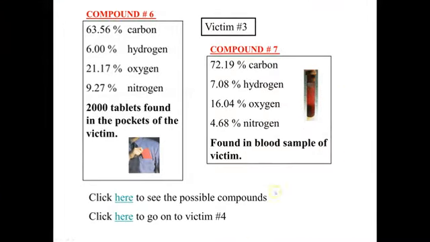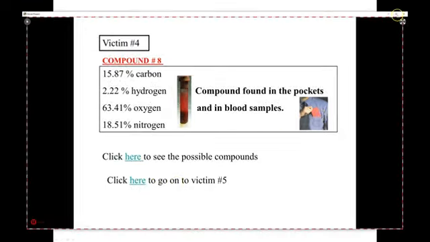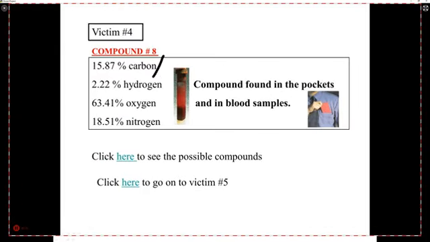All right. Victim number 4. There's 8 victims. All right. There's only one compound found on victim number 4. This one is a little tricky. You're going to take each of these and divide by the molar mass. So you're going to divide that by 12, divide that by 1, divide that by 16, divide that by 14.